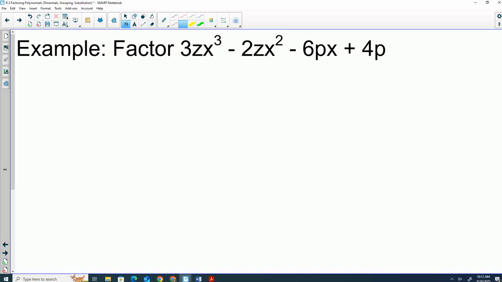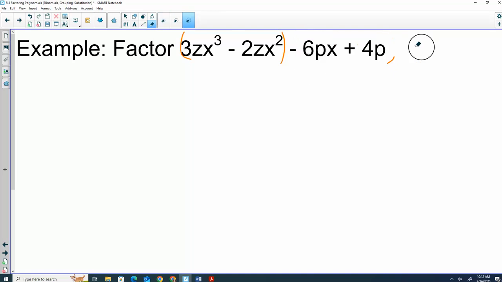How many terms? 4. So what do we do? Grouping. Okay, if I do this, what have I done wrong? There's a subtraction. If you distribute that subtraction, it changes the original problem. You can never add a parenthesis after a subtraction.